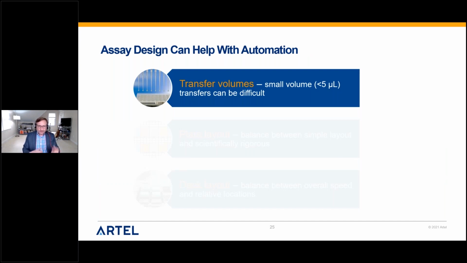So once you've got all that taken care of, you're ready to hit the ground running. Assay design. So if you think about your automation, there's a few things that you can consider. If you design it properly on the automation system, it can actually help you. Transfer volumes. Let's think about those small volumes, less than 5 microliters. They can be difficult. It's doable. It's done all the time. So don't misunderstand me. In fact, it can even go less than a microliter.